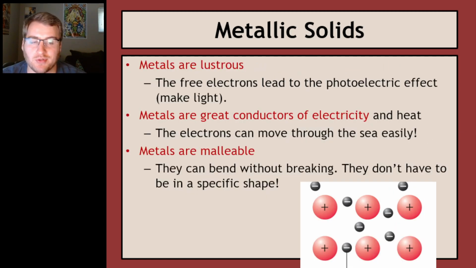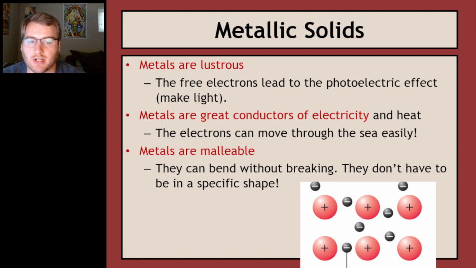Okay, metals have a few different properties, and they're all explained by this sea of electrons. It's the one unique thing about metals that you don't see in any other type of bonding. So any question about the properties of a metal comes down to their sea of electrons. Metals are shiny, and this is because they have free electrons floating around. That free sea of electrons can lead to the photoelectric effect and produce light.